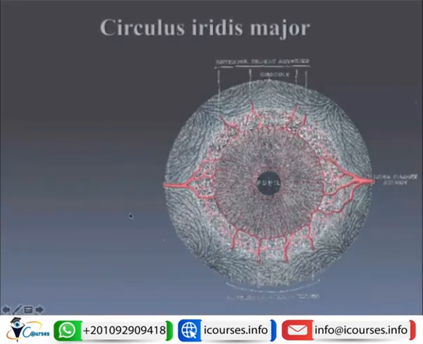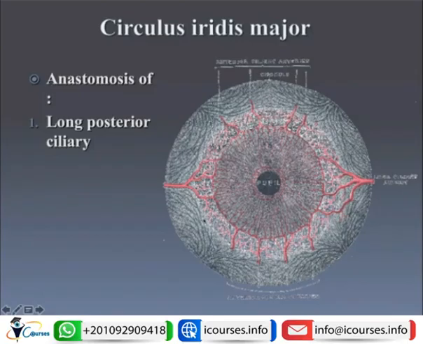And here we come to an important anatomical vascular structure called the circulus iridis major. Circulus iridis major is like an arterial circle of anastomosis that is present in the ciliary body. This is one of the common tricks in the question.